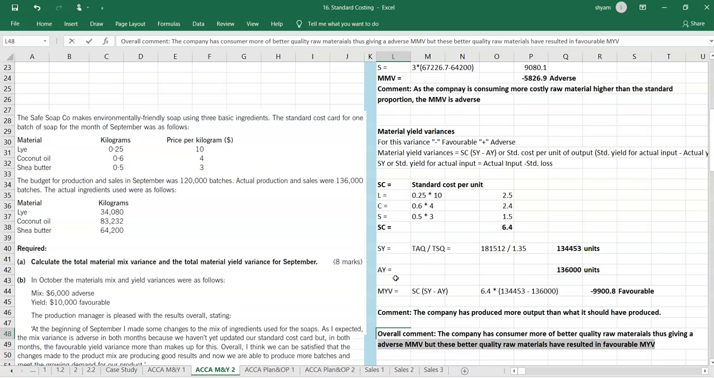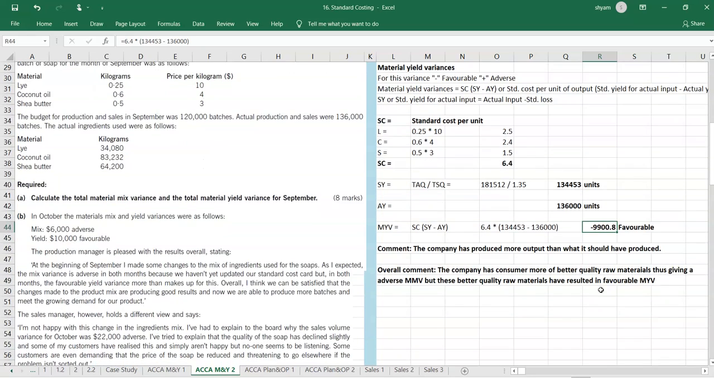Actually, material mix variance and yield variance are opposites. If one is favorable, the other will be adverse. Why are they like that? Because if material mix variance is adverse, it means we are using more of good quality goods. When we use good quality raw materials, the output will be favorable. The opposite is also true. When we use less quality products, material mix variance will be favorable, but as we use a lot of poor quality raw materials, the yield variance will be adverse. They are always opposites.